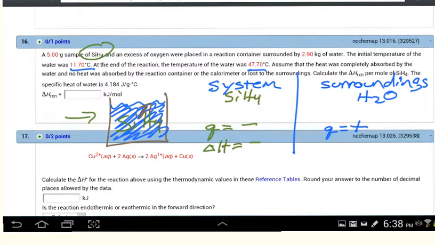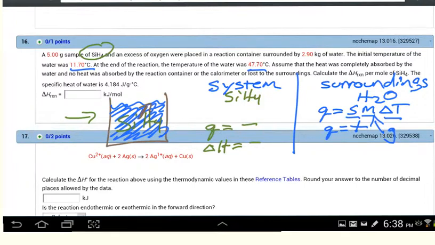Now to calculate this, remember we always start on the water side, and we know that we can calculate Q with this equation if we know the specific heat of water, which we do, the mass of the water, and I'll let you look in the reaction and see if you can find out what the mass of the water was. Remember, this always needs to be in grams, and then the change in temperature of water. And remember, it's always final minus initial.